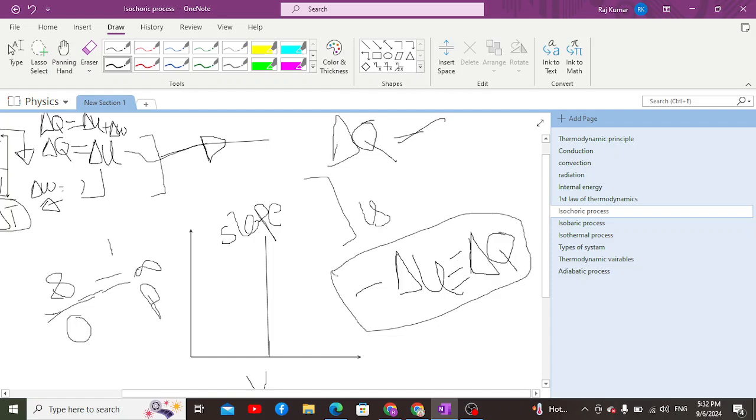Decrease in internal energy of the system will be equal to the decrease in the thermal energy, or negative thermal energy, which means the thermal energy would be released. So in other words, decrease in internal energy of the system at isochoric condition will cause the release of heat energy from the system. So this is the thing.